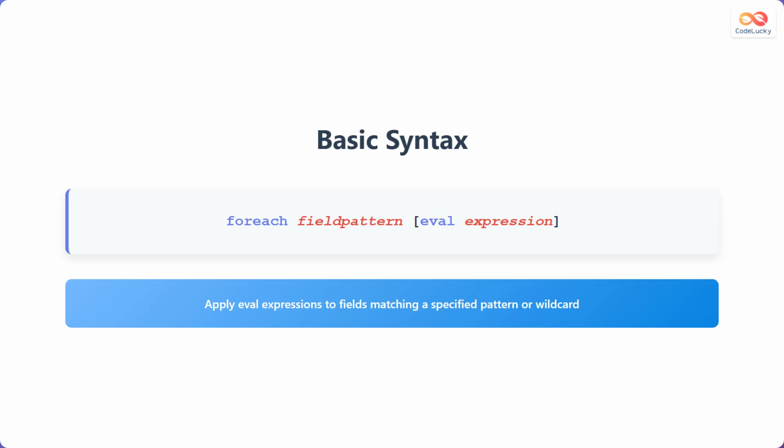The basic syntax of the foreach command follows a simple structure. You start with the keyword foreach, followed by a field pattern that specifies which fields you want to process. This field pattern can be a wildcard, a specific field name, or a comma-separated list of fields. After the field pattern, you provide an eval expression enclosed in square brackets. This eval expression will be applied to each field that matches your specified pattern. The syntax is designed to be intuitive and follows the standard Splunk command structure that most users are already familiar with.